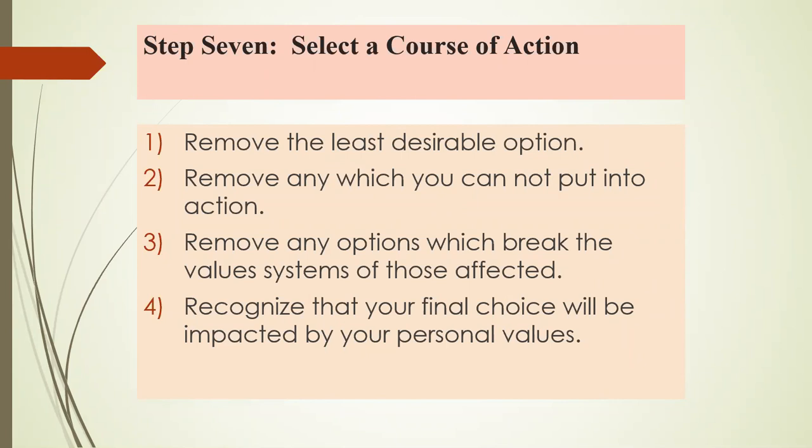So step 7 is to select a course of action which is good, desirable, actionable, and good for the involved parties in this particular process and for the organization. And at the same time, you should not compromise on your own personal ethical values. So this is step number 7.